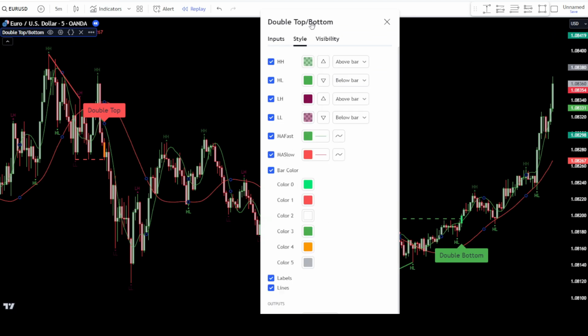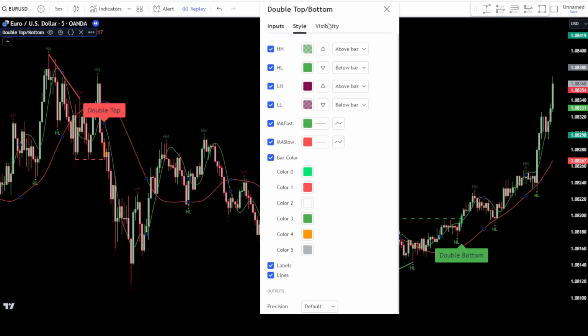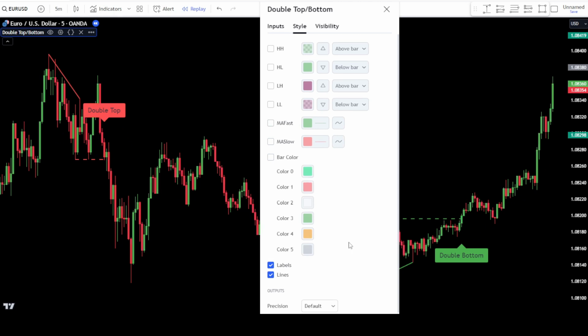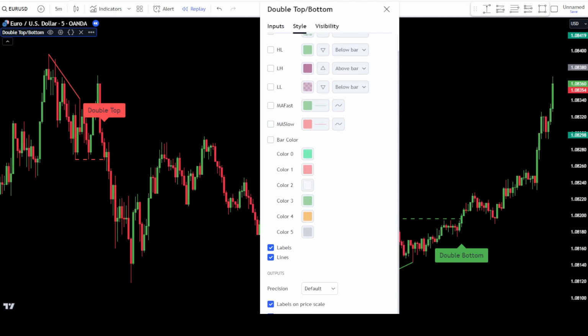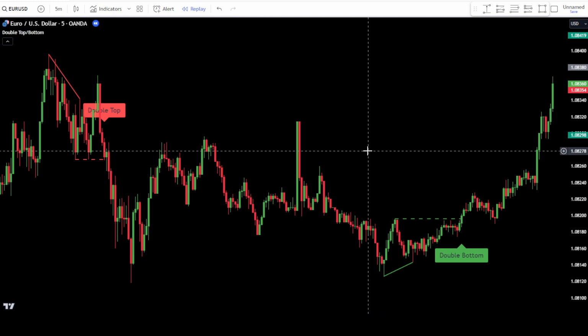Next, go to the Style tab. In the Style tab, remove all marks and leave only on labels and lines. Once done, click OK to confirm the changes. The indicator works by using the technical patterns of double top and double bottom.